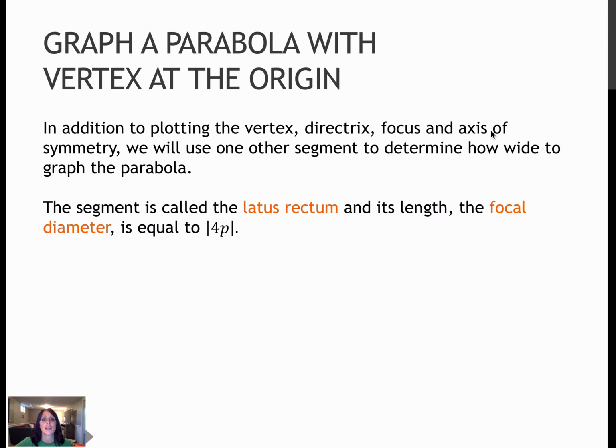The only thing we haven't talked about is the latus rectum or focal diameter. The length is actually called the focal diameter, and it's equal to the absolute value of 4p. Absolute value just because we know distance has to be positive. So that is the entire length. So let's look at how this might help us to graph.